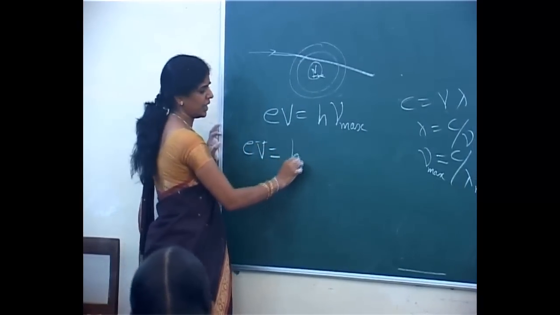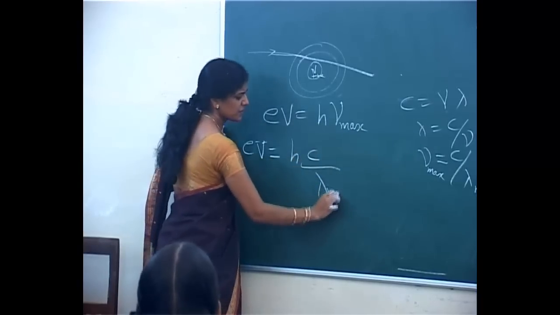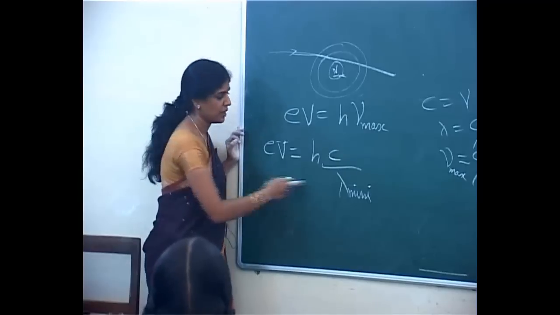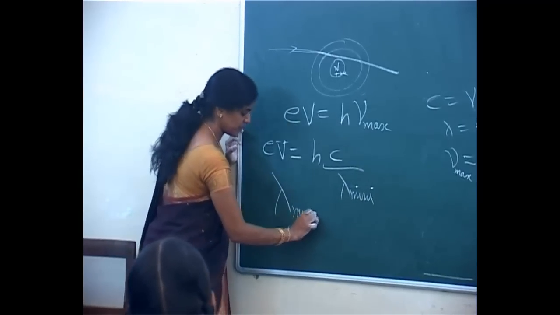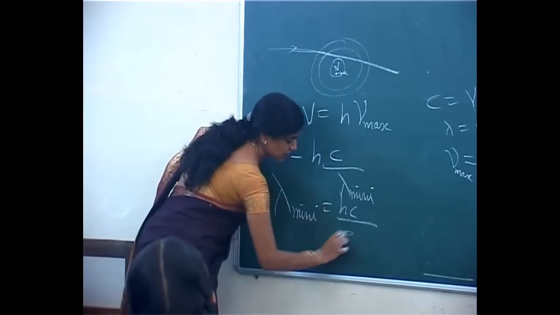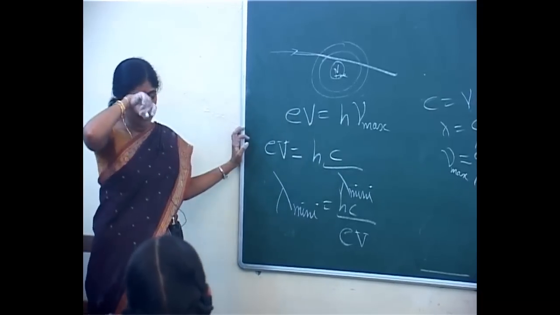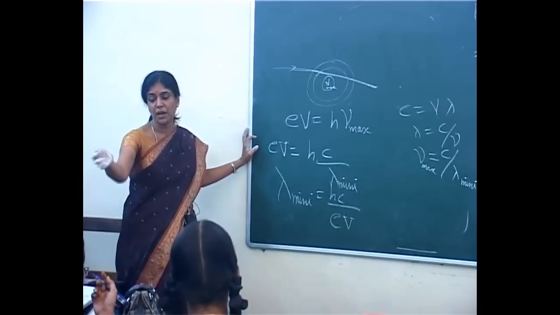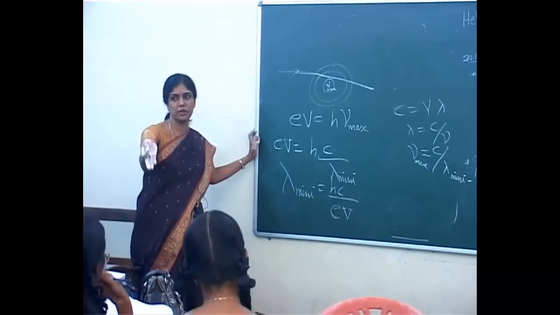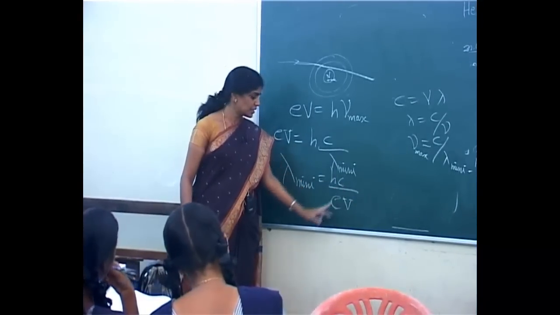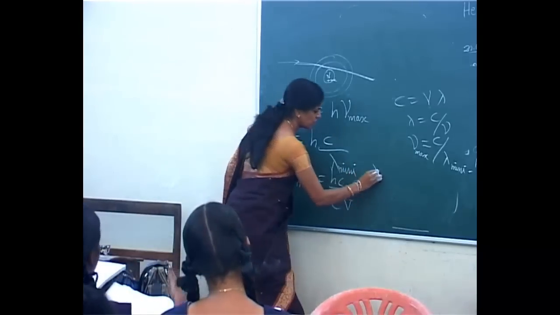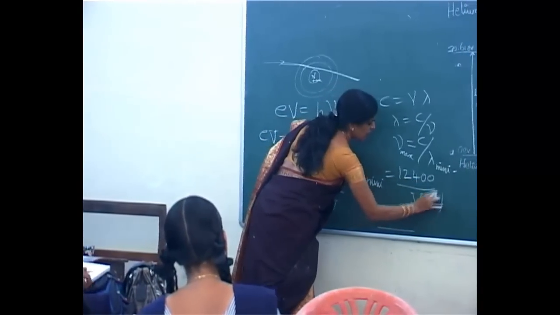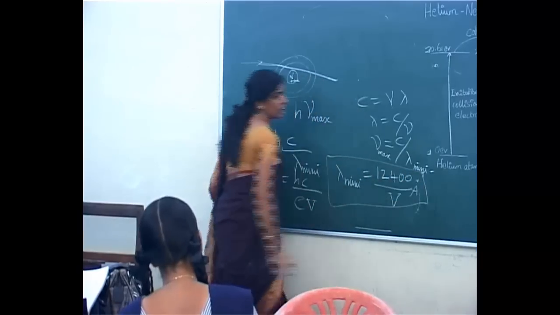eV equals hc by lambda. From this I can also find the wavelength of the continuous X-ray spectra. Lambda minimum equals hc by eV. Here h is Planck's constant, and c and e are all constants. V is the potential applied, which changes depending on the potential you give, so only this varies. Substituting all the constant values, he got lambda minimum equal to 12,400 by V Angstrom.